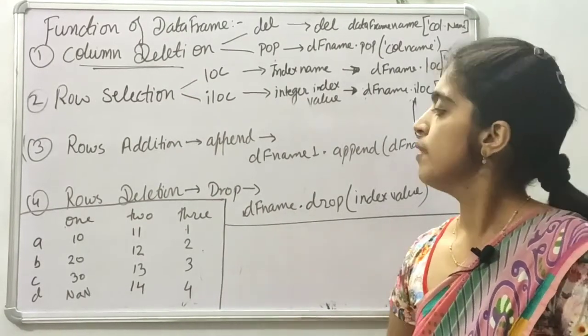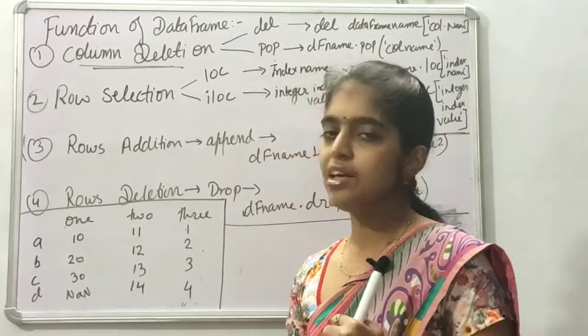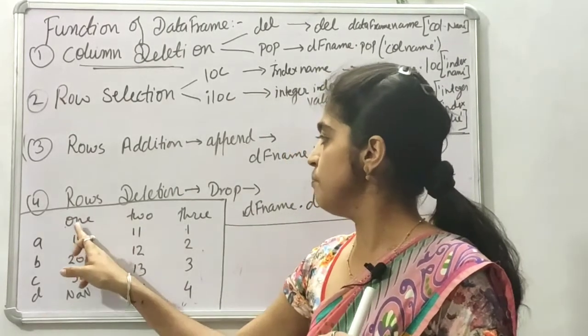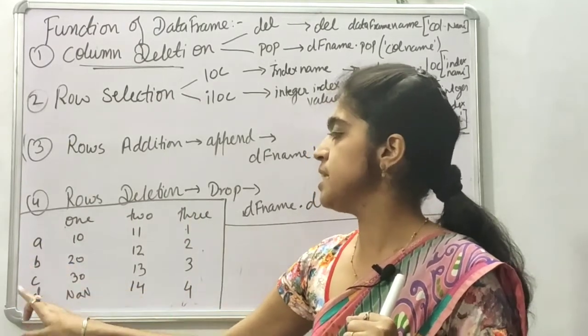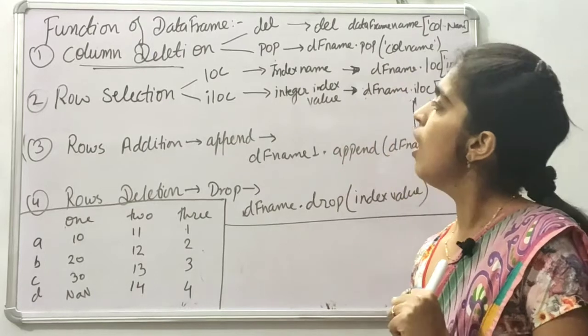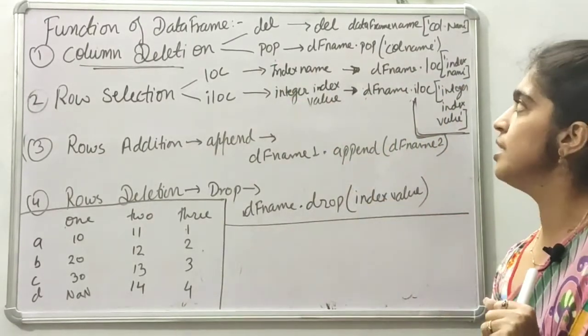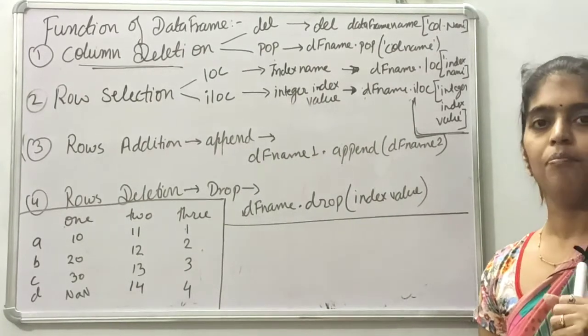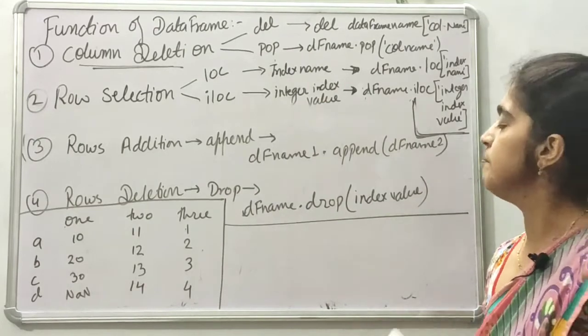For example, we create one data frame that contains 4 rows and 3 columns. The column names are 1, 2 and 3 and the row names are A, B, C and D. Now how to delete a column from the data frame? There are two functions, del and pop. Now how to work with the del function?